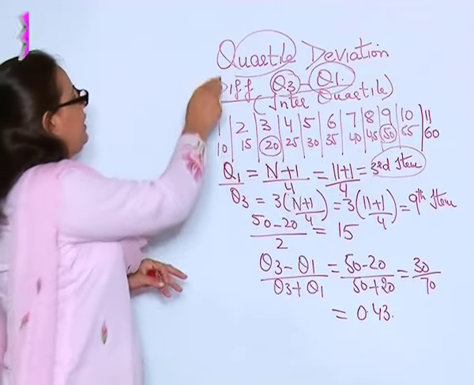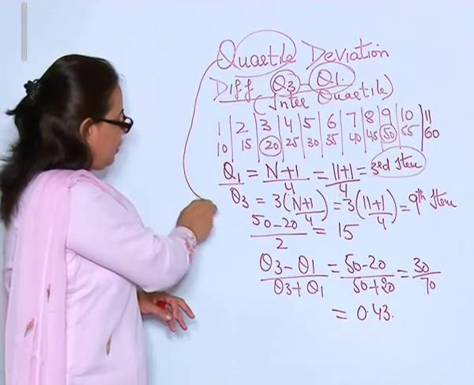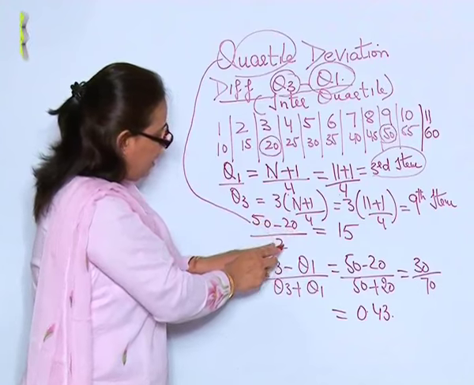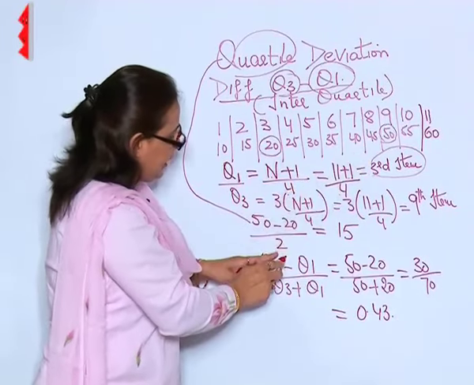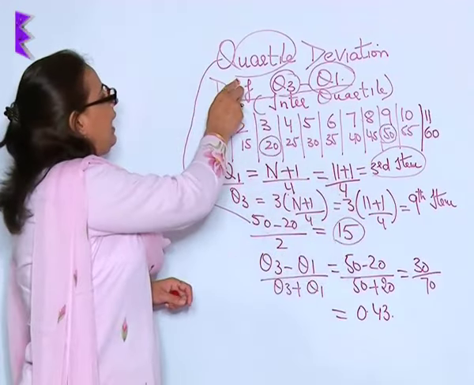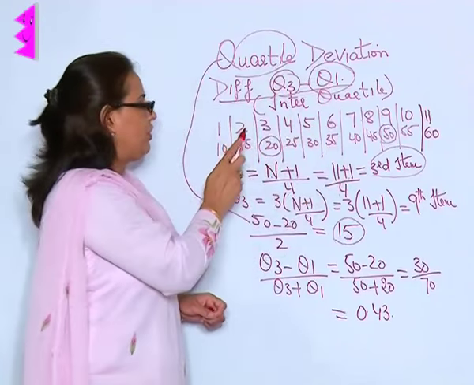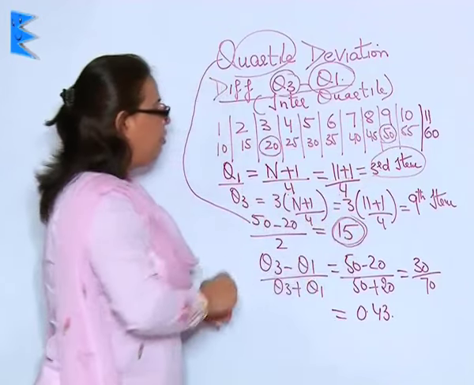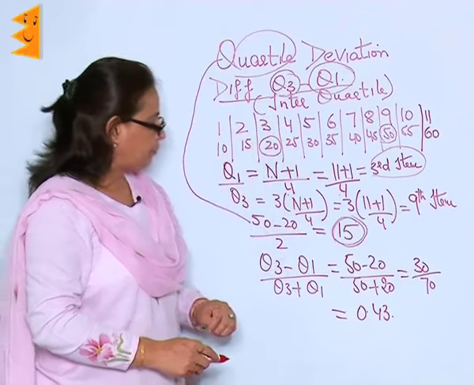So it is very easy for me to find out the quartile deviation. The quartile deviation here will be simple: (Q3 minus Q1) upon 2, which means (50 minus 20) upon 2, which is 15. So the quartile deviation of the series comprising 11 observations from 10 to 60 is 15, by taking up the formula of (Q3 minus Q1) upon 2.